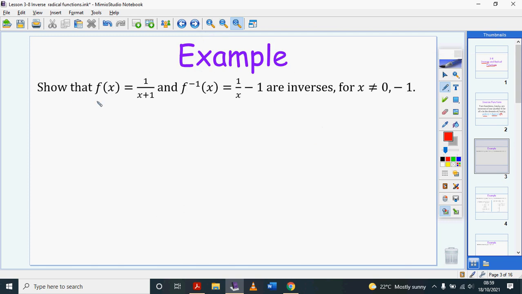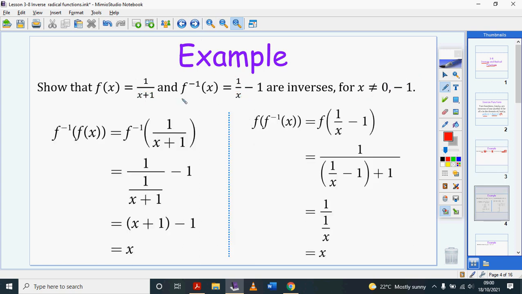We have a question here. If I want to show that f of x is equal to 1 divided by x plus 1, and f inverse of x is 1 over x minus 1, if I want to show that they are inverses where x is not equal to 0, because if x is 0, then I have division by 0, which is undefined, and if x is negative 1, then I have division by 0 again, which is undefined. So x is not equal to 0.